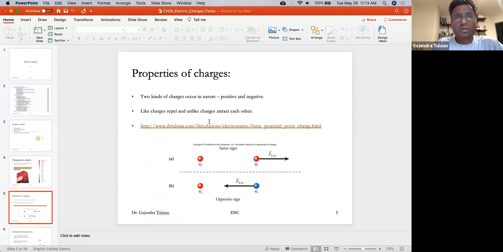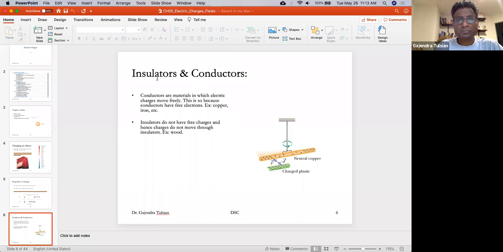All right, so like charges repel each other and unlike charges attract each other. Okay. We'll briefly talk about insulators and conductors. We're talking about electric conductors now. And then there will be thermal conductors and thermal insulators, but we're talking about electric conductors.